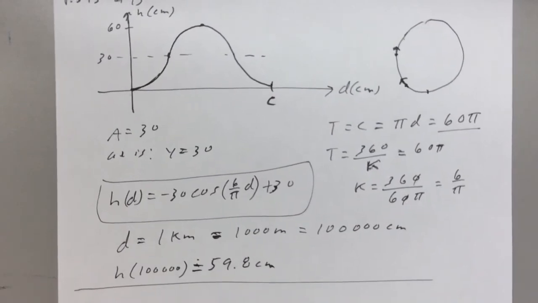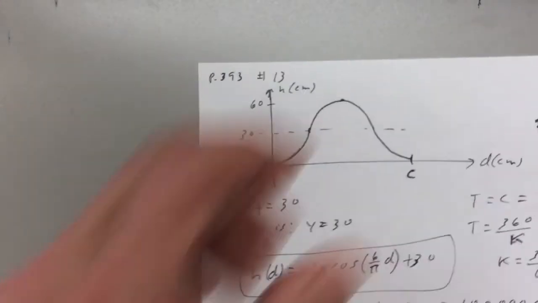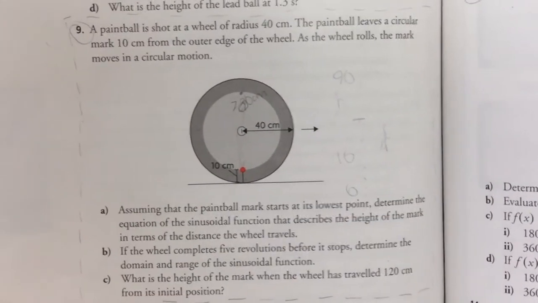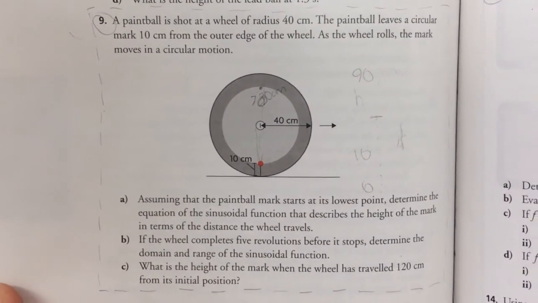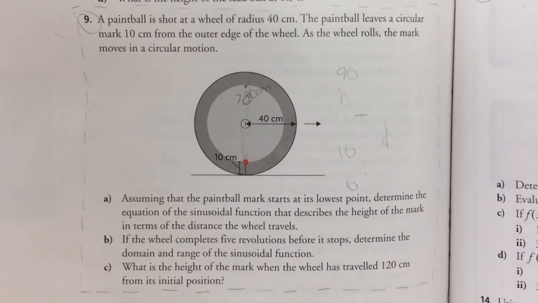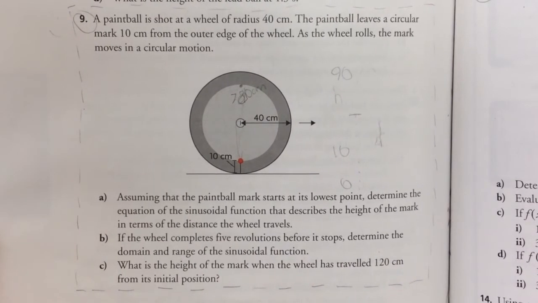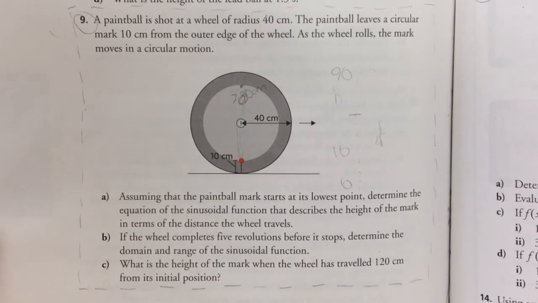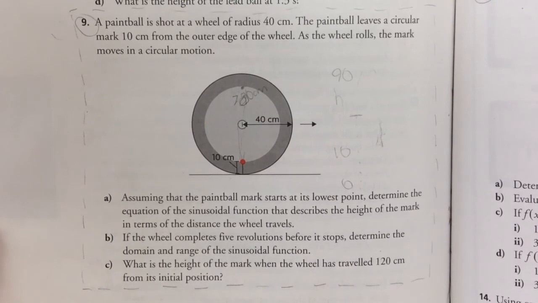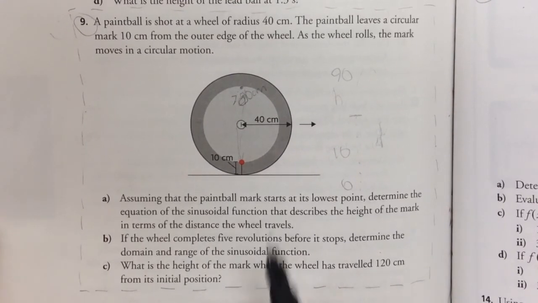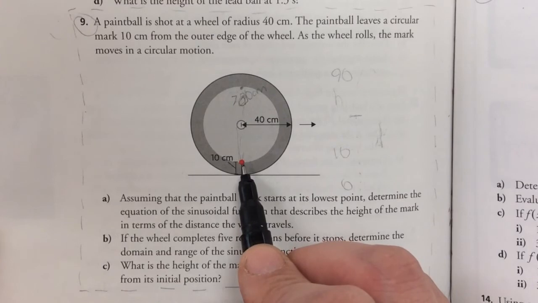The next question we're going to look at is question 9 on page 400. I'm mostly just going to set this up and answer the question. So a paintball is shot at a wheel of radius 40 centimeters. The paintball leaves a circular mark 10 centimeters from the outer edge. So you can see that's where it hits there.